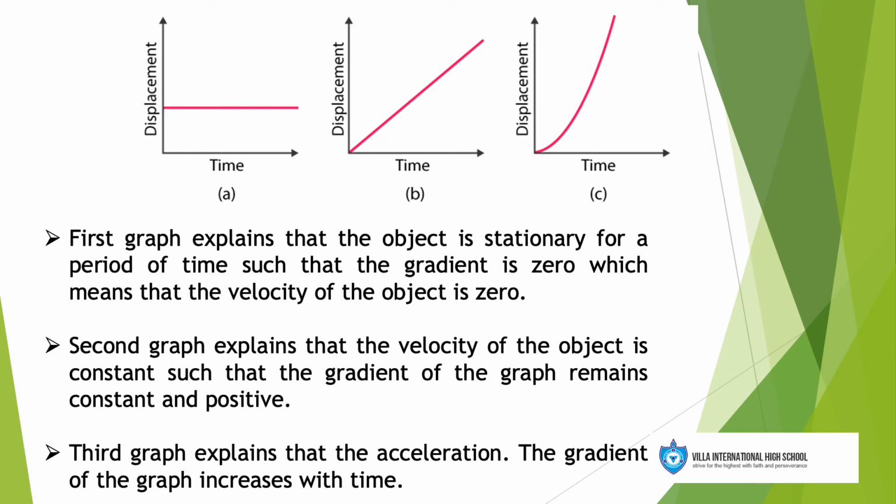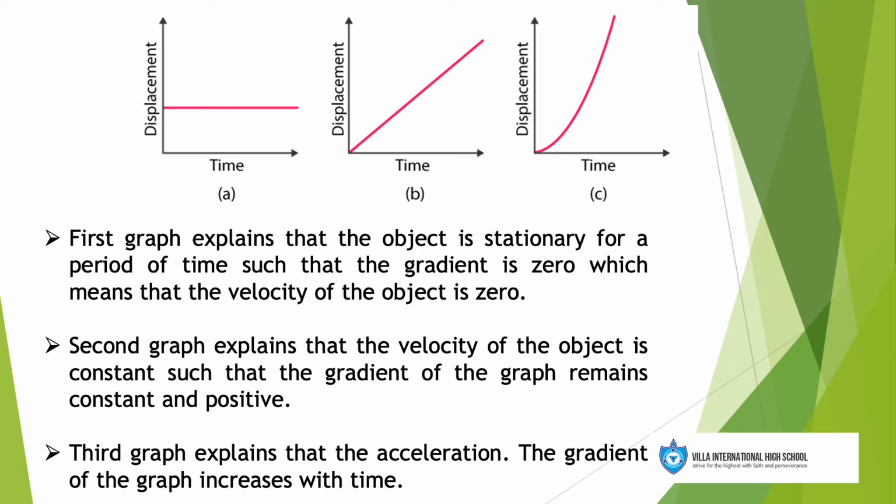Here there are three graphs given: A, B, C. Let's explain the first graph, A. For the first graph, the gradient is 0, which means that velocity is 0, which means the first graph represents the object at rest. Velocity is 0 means the object is at rest, the object is not moving.